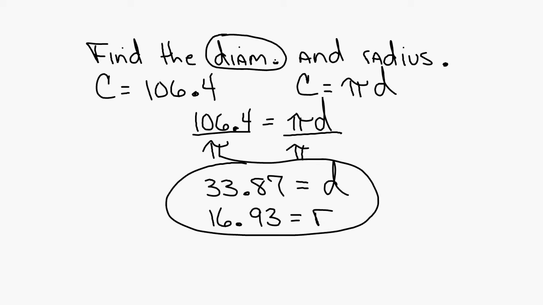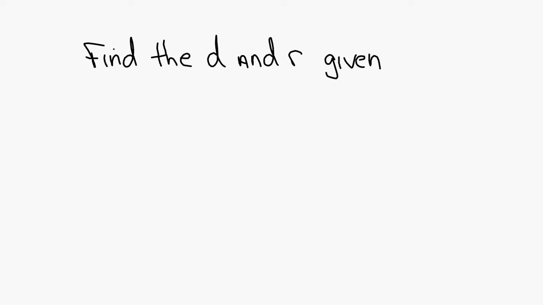Let's do one more. We're going to say find the lowercase d and r given big letter C is equal to 77.8. All right, so we're finding the diameter and the radius when the circumference equals 77.8.